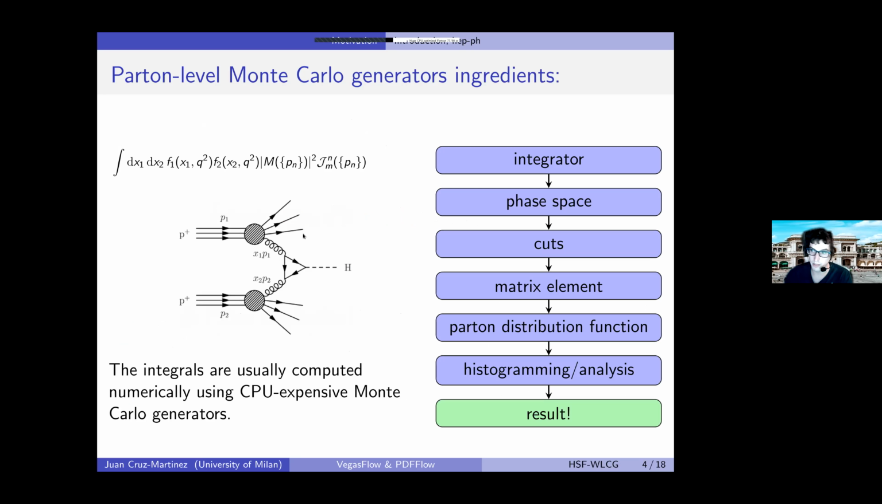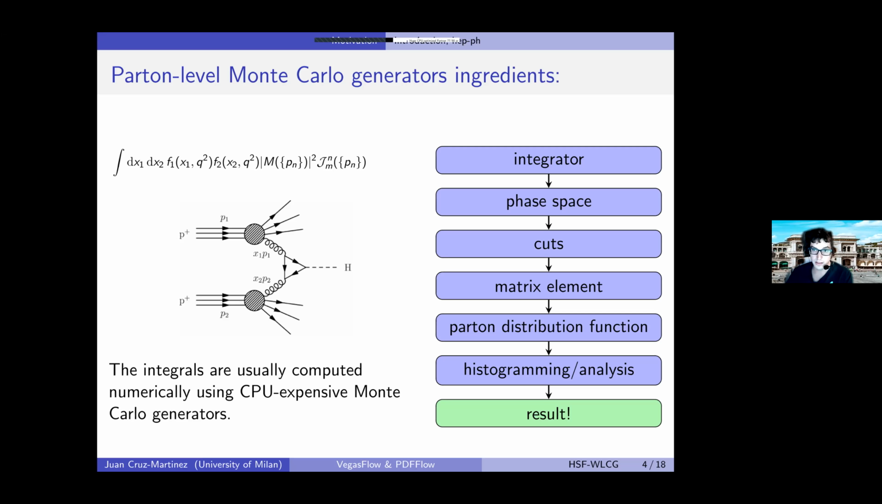From a technical point of view, and showing a diagram very similar to what has been shown in the previous talk, you need a series of ingredients to produce a Monte Carlo generator, right? You need some integrator, and then you need to generate the phase space and the cuts to define the space of integration, a matrix element for the process, the initial state, and then some histogramming and analysis.